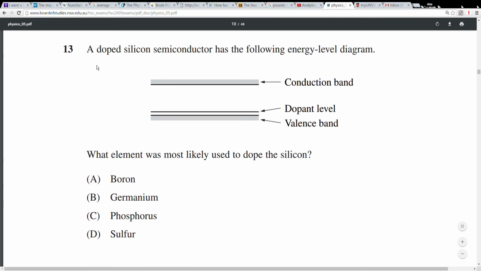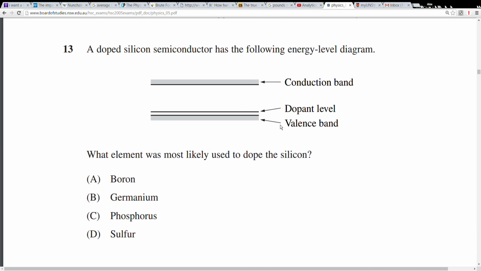Alright. A doped silicon semiconductor has the following energy level diagram. What element is most likely used to dope? So it has a dopant level near the valence band, meaning it provides an extra hole. If it was near the conduction band, then it would be an additional electron. So it would have a hole, and so the answer would be A, boron.